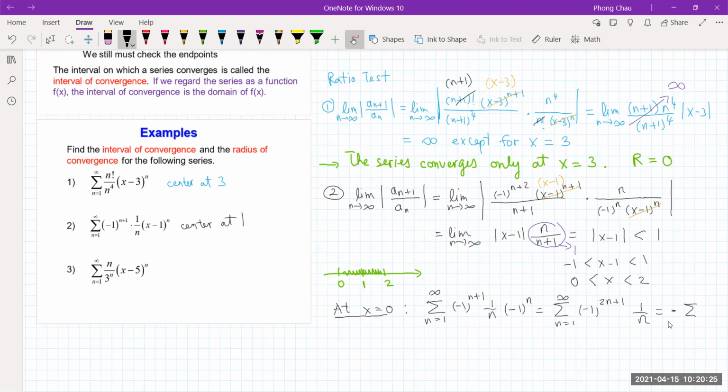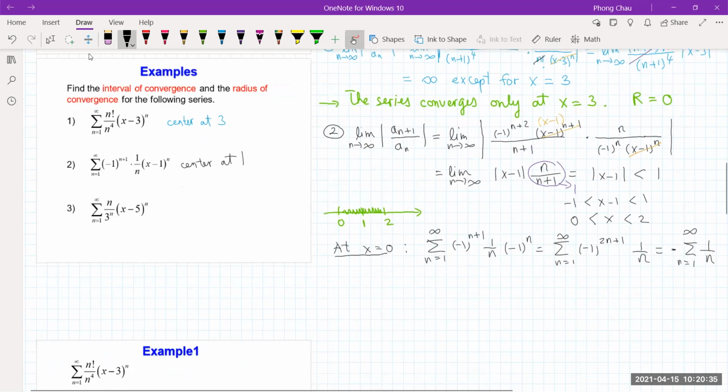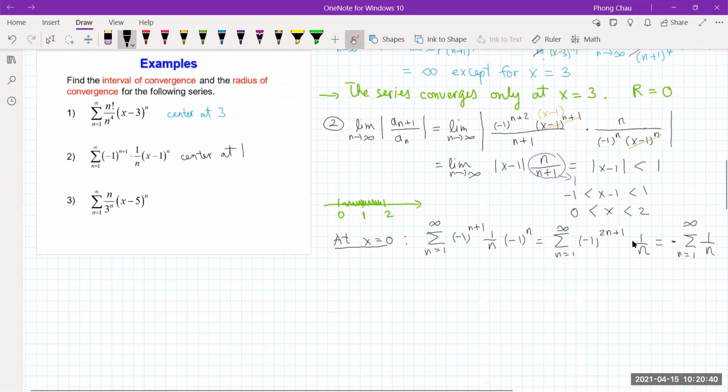So if you take the negative sign out, it's just 1 over n, and you can see it is no different than the harmonic series except for the negative values, or the negative sum. So therefore, I can conclude it diverges. In this case, it diverges by the harmonic series.